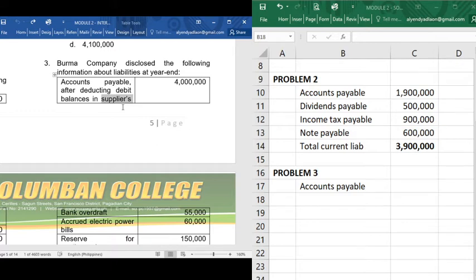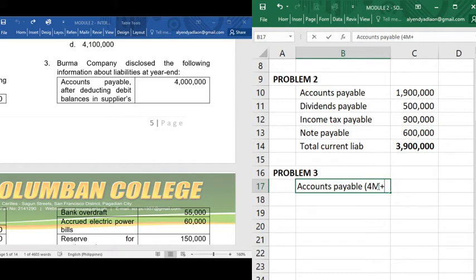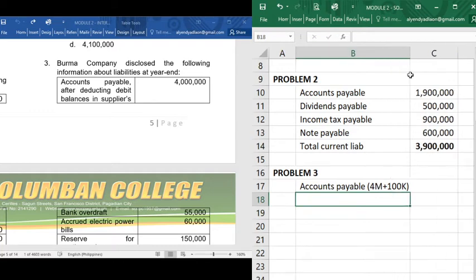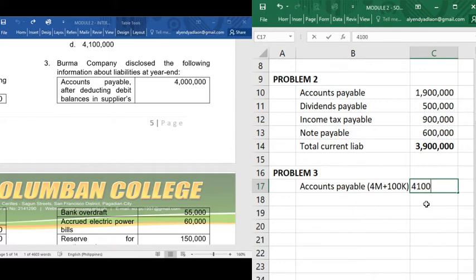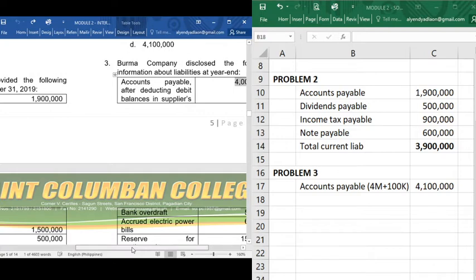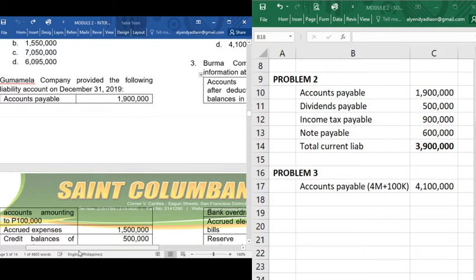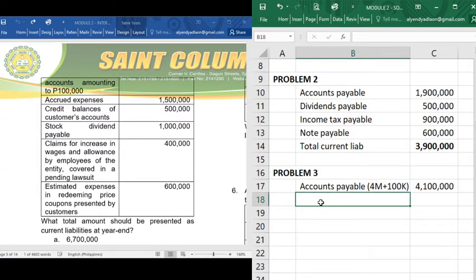Debit balances in suppliers' accounts shall not be netted against the accounts payable, but rather shall be separately presented as an asset. Okay, therefore, in the asset account, the 100,000 will be separately accounted for and not deducted from the total accounts payable. So therefore, since accounts payable after deducting is 4 million and we should not deduct such debit balance, we have to add back the 100,000. So for this problem, we should have an accounts payable of 4,100,000. Okay, that is for the debit balance in suppliers' account. It must not be deducted from the accounts payable, but rather it shall be separately accounted for as part of our assets.